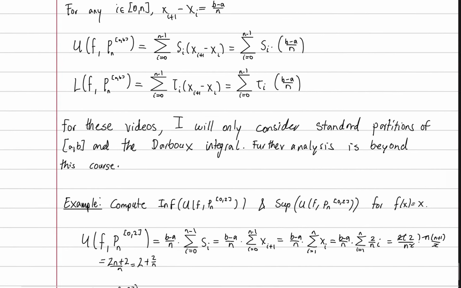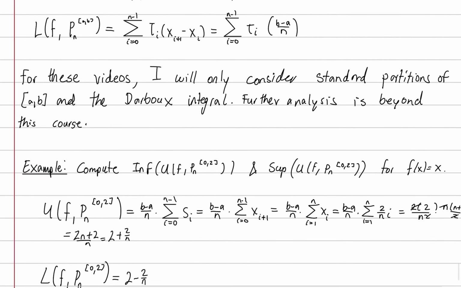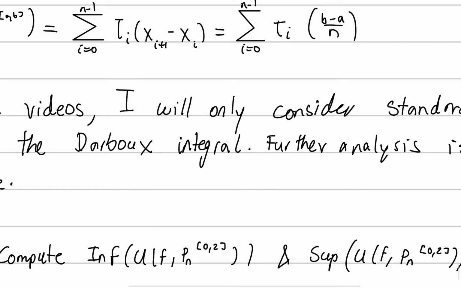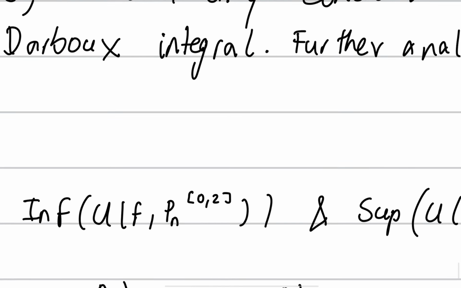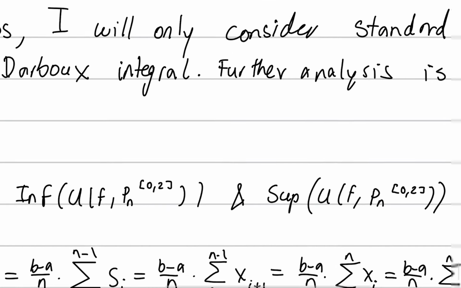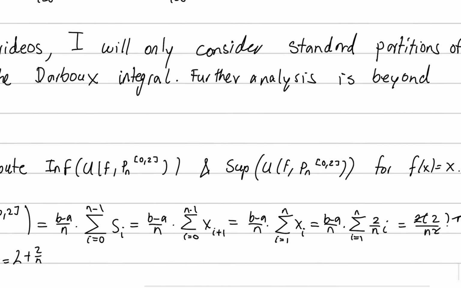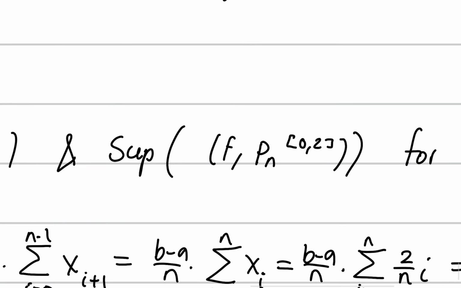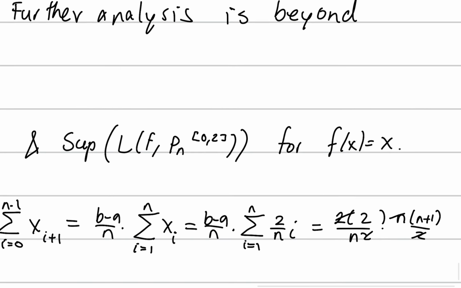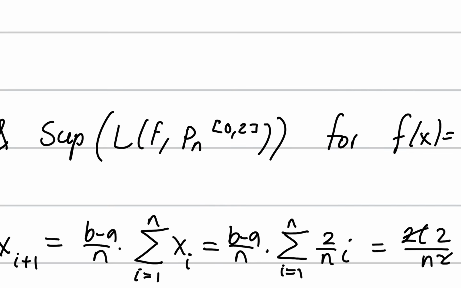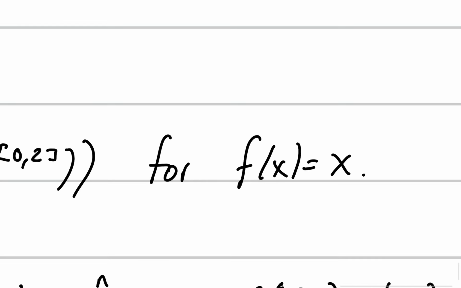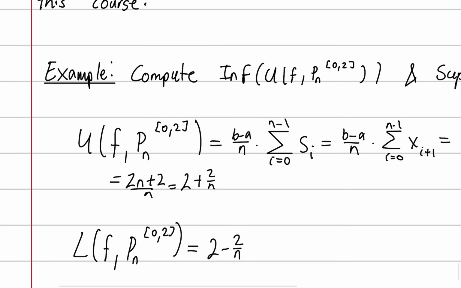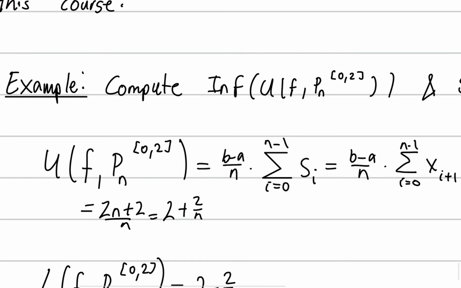So here's an example problem that should build up some more intuition for what we're going to be doing. Compute the infimum of the upper sum U, and the supremum of the lower sum L, of f on the standard partition of [0, 2]. But which function? f(x) = x. This one should be easy to work with. I'm just going to go through the upper one, and I'll give you the answer for the lower one, but I'll leave that as an exercise.